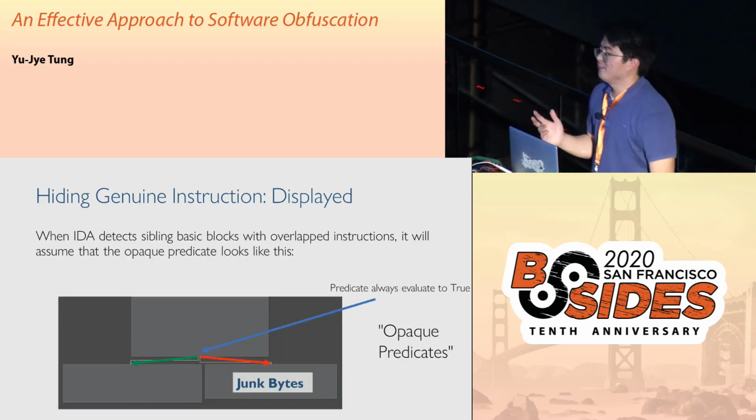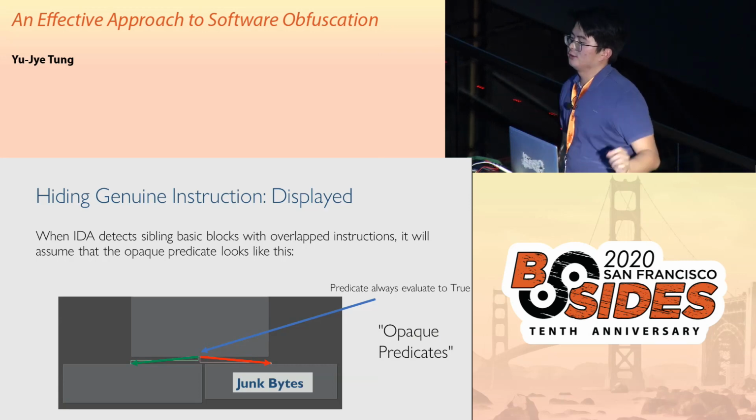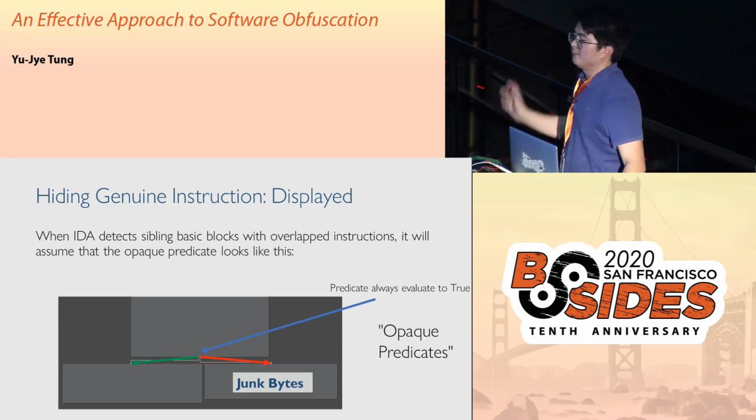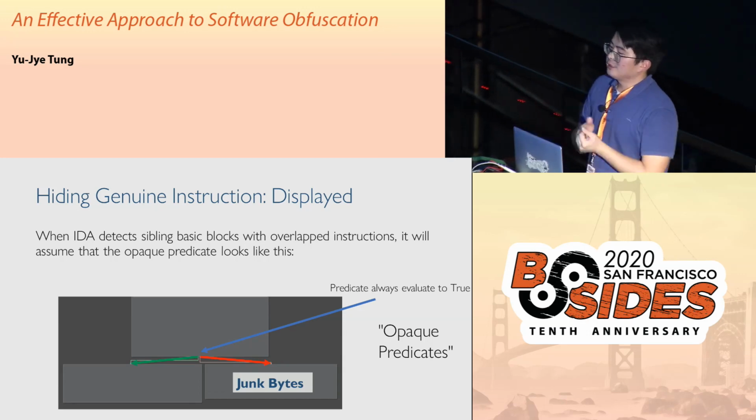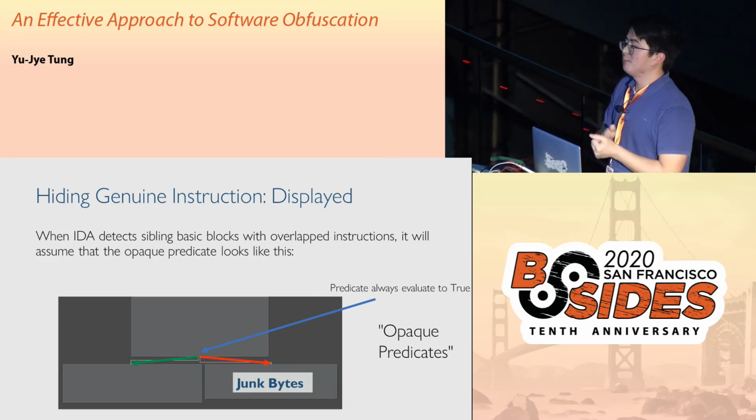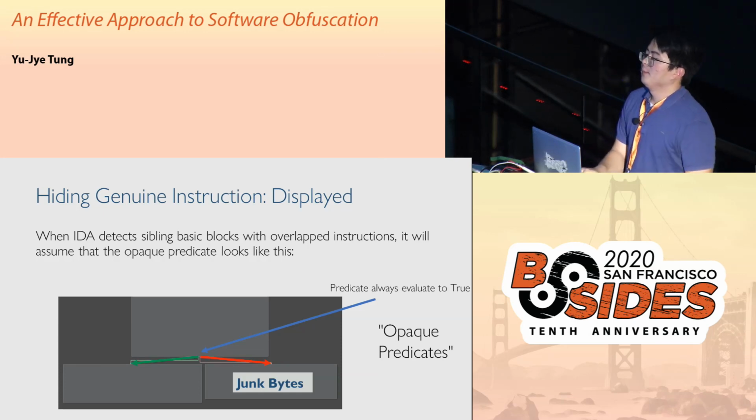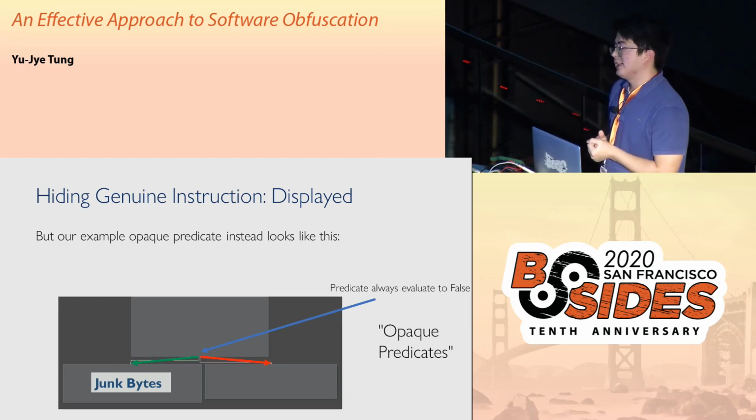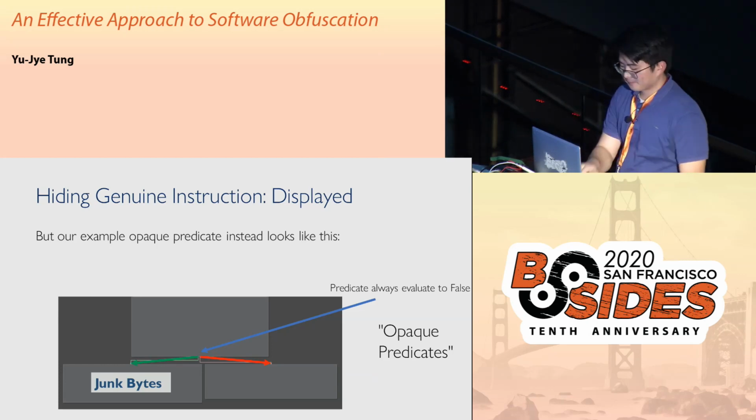And remember, once IDA detects that structure, it will always assume the junk byte to be placed in the false branch. So essentially what happened is that IDA believed that the B8 data byte is a junk byte and not an instruction byte. But for our example, the junk byte is actually placed in the true branch instead.